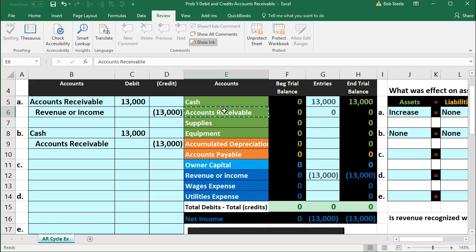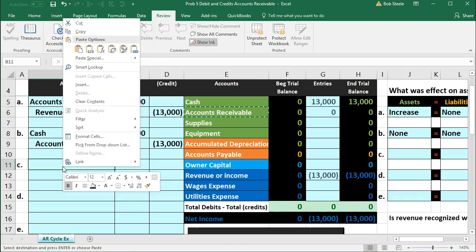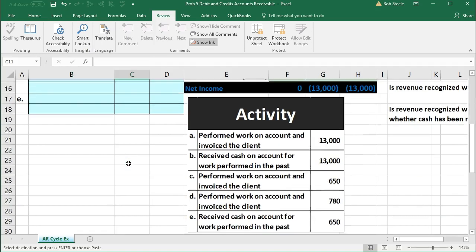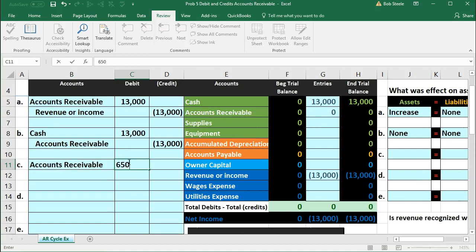We got an IOU. We got an accounts receivable. Accounts receivable is an asset. Assets have debit balances. We need to make it go up. Therefore, we will do the same thing and debit accounts receivable. So I'm going to copy accounts receivable, put that in cell B11, right click and paste 1, 2, 3. Put the dollar amount in C11, that dollar amount being 650.